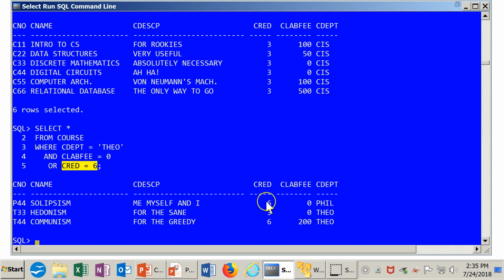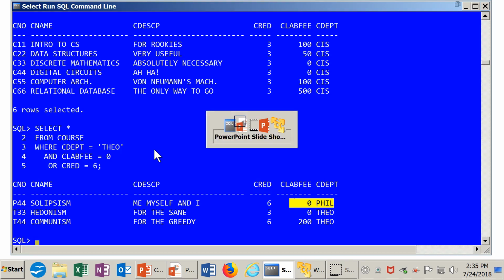In fact, that's the reason for this other row getting in. The credit was equal to 6. It also satisfied half of the conjunctive condition. It had 0 for lab fee, but the sponsoring department was philosophy, it was not theology. Okay, so two conditions connected with and is conjunction. I should have introduced that term earlier. That's why I'm talking about the conjunctive condition.